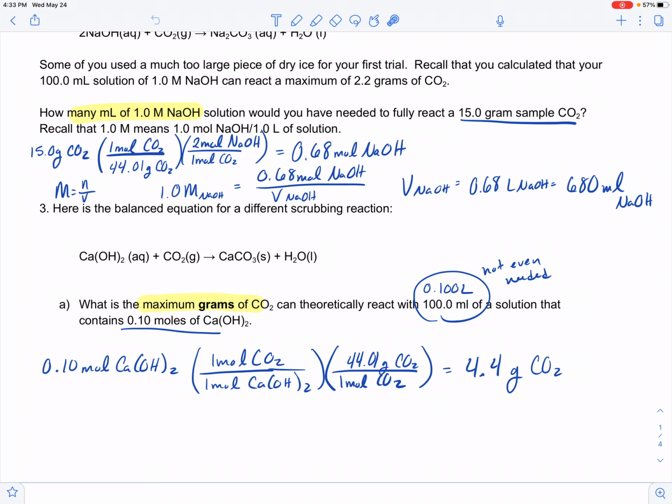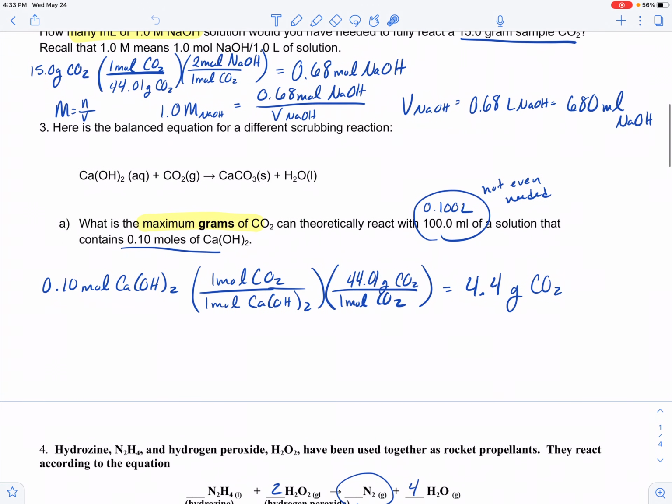I'm going to stop at moles of NaOH because I'm going to use that molarity equation next. I know that molarity is moles per liter. I know that it's a 1 molar NaOH solution, so my 1 molar NaOH solution is equal to 0.68 moles of NaOH, because I know that's how much is going to end up reacting. And now my question is, how many liters of NaOH was that? So I solve for V and I get 0.68 liters of NaOH, which is equivalent to 680 milliliters of NaOH.